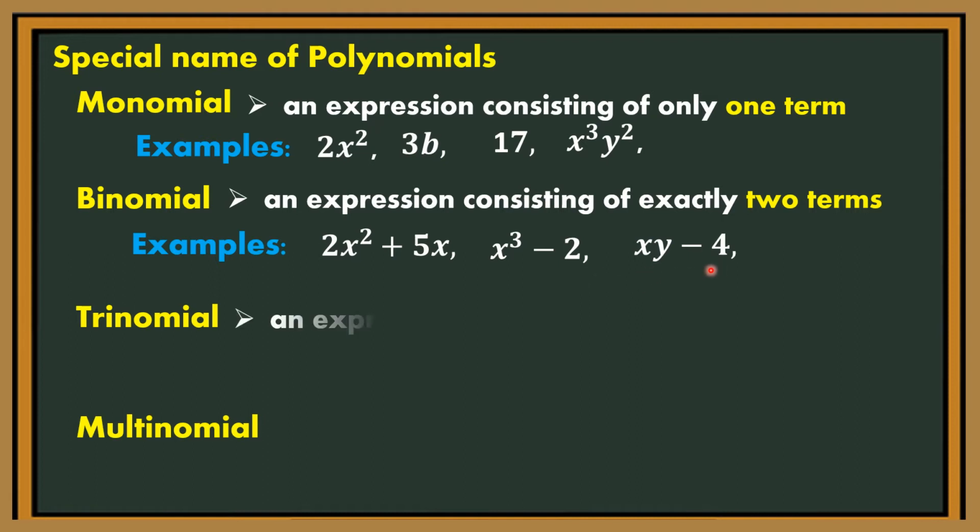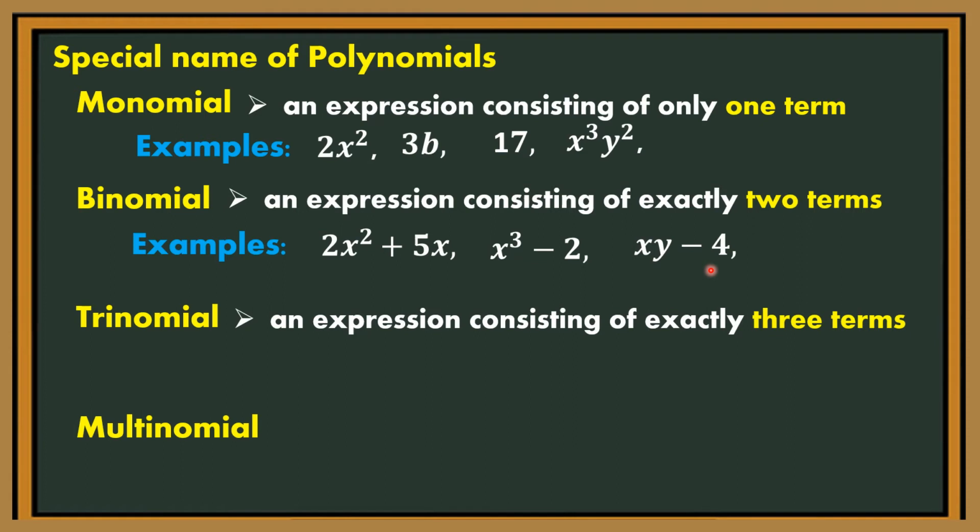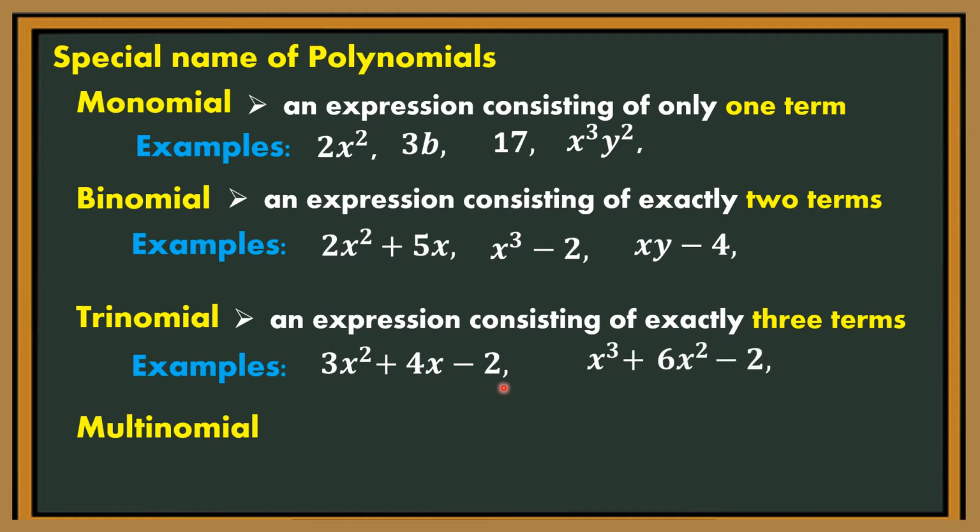Let's go to trinomial. A trinomial is an expression consisting of exactly 3 terms. Examples: 3x squared plus 4x minus 2. Let us count. 1, 2, 3. So it has 3 terms. Another, x cubed plus 6x squared minus 2. 1, 2, 3. So it has 3 terms.